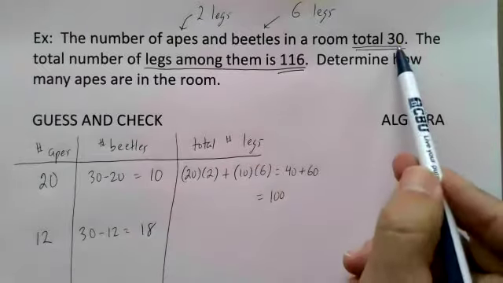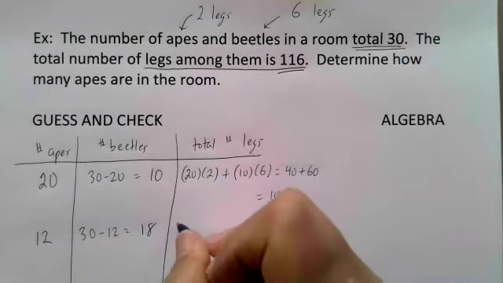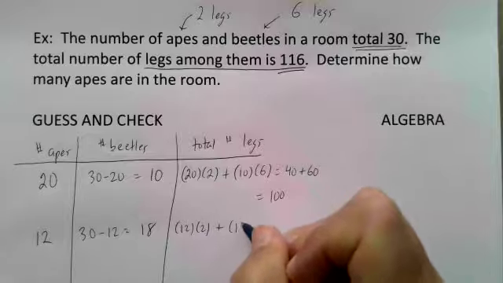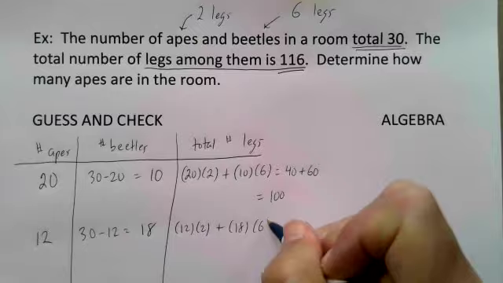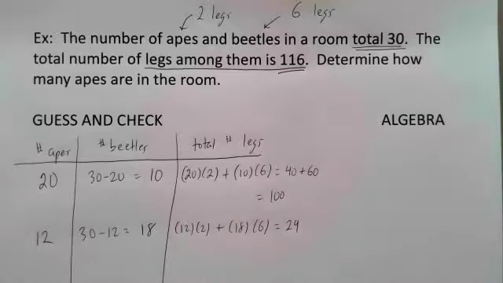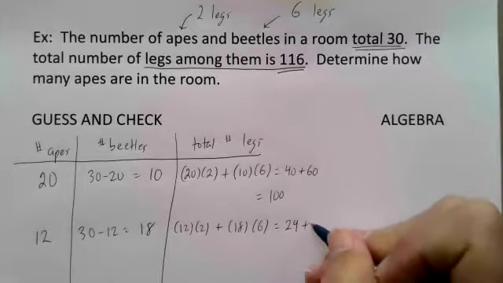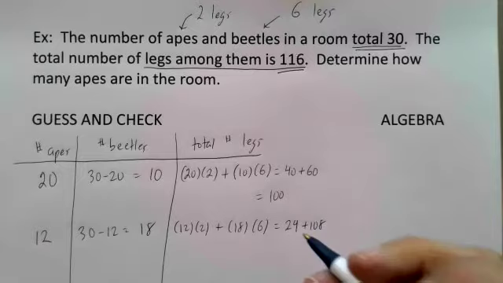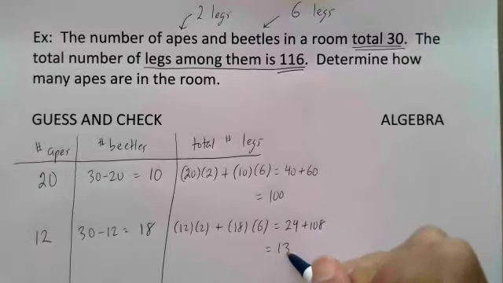12 plus 18. If there were 12 apes, remember each ape has 2 legs. And if there were 18 beetles, each beetle has 6 legs. That means we have 24 ape legs, and 18 times 6 is 108 beetle legs. 24 ape legs, 108 beetle legs. That adds up to 132.